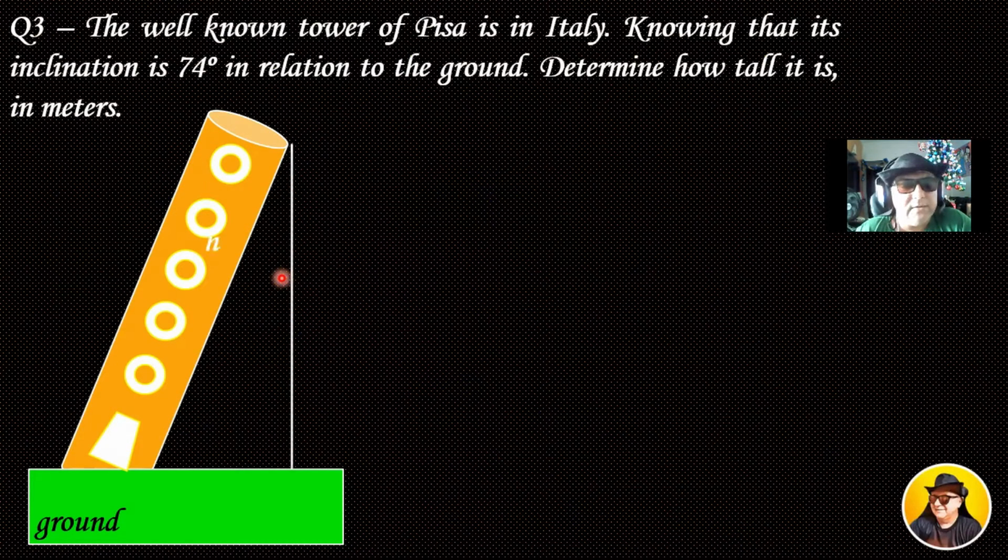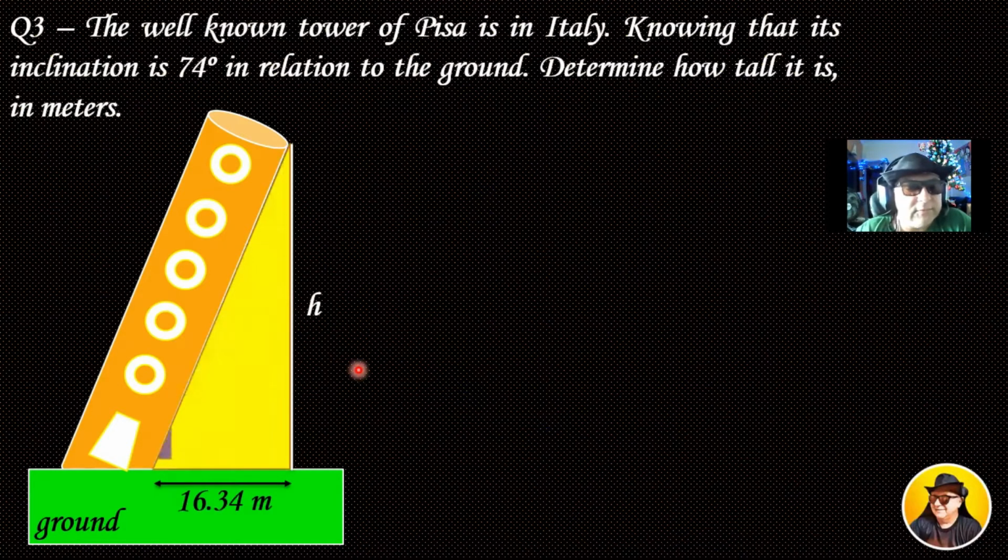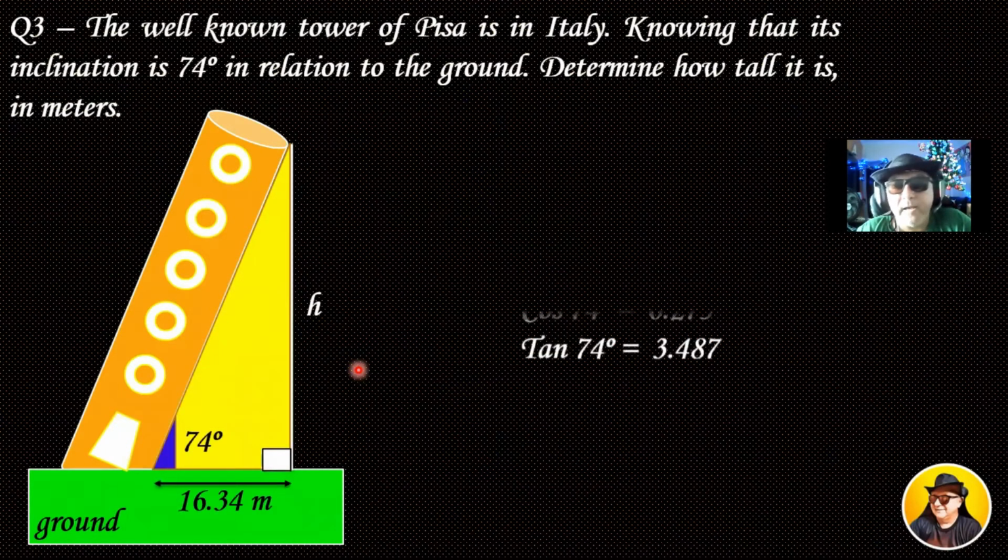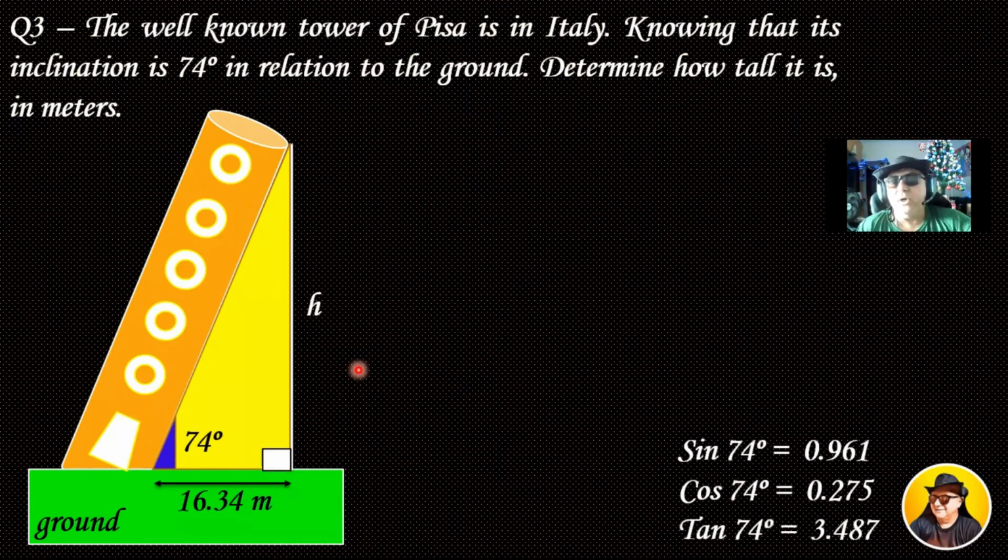The distance is 16.34 meters. This is the distance from the base of the tower to this point here. It forms a right triangle. There is an angle of 74 degrees. The triangle is right. And sine, cosine, and tangent of 74 degrees. Let's see which of them we are going to use in our problem here.